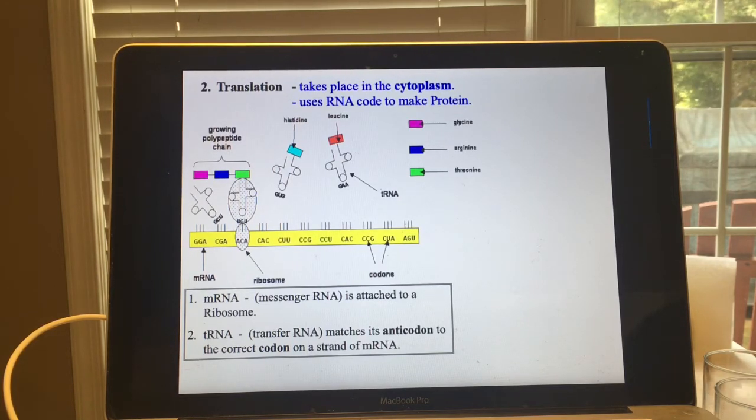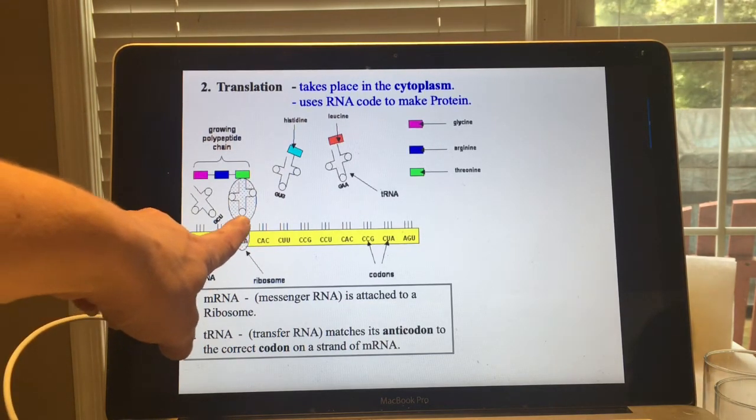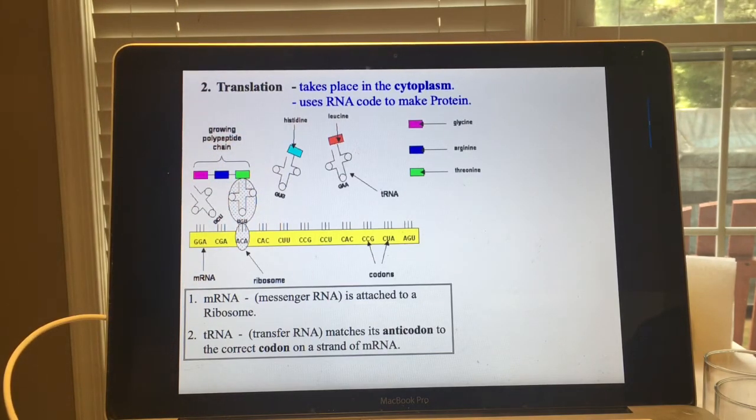I think the only thing that's really kind of tricky in this section is remembering which one is the codon and which one is the anticodon. The codon is in mRNA right here, and the anticodon is on the tRNA. And one way to remember that is anticodon even has the letter T in it because of the T in the word anti. So that's the way you can remember the tRNA has the anticodon on it.